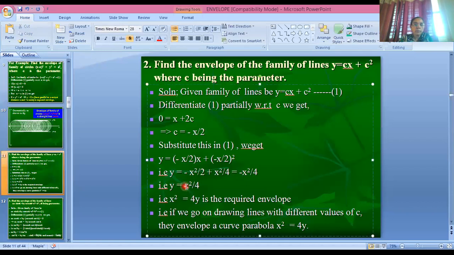Minus x square by 4. So y is equal to minus x square by 4, which is nothing but x square is equal to minus 4y. So this is the required envelope, and I hope all of you know this is a parabola. So the envelope of this family of lines you are getting is a parabola here.